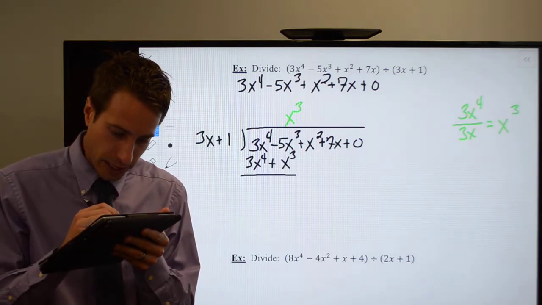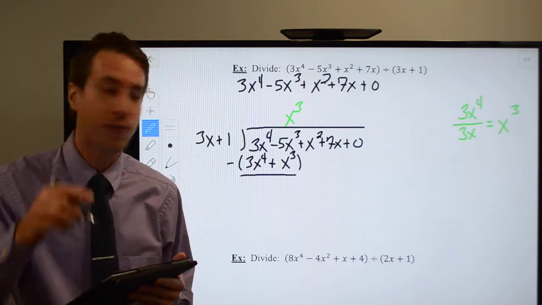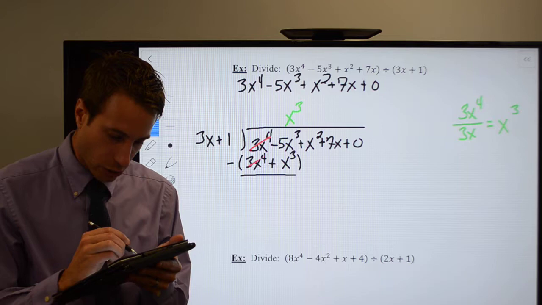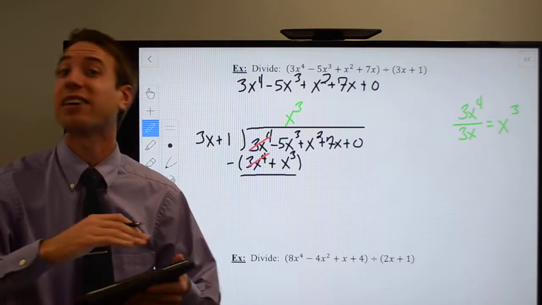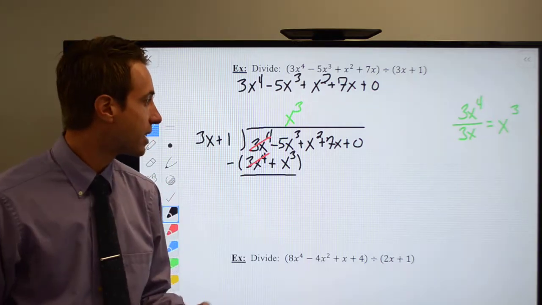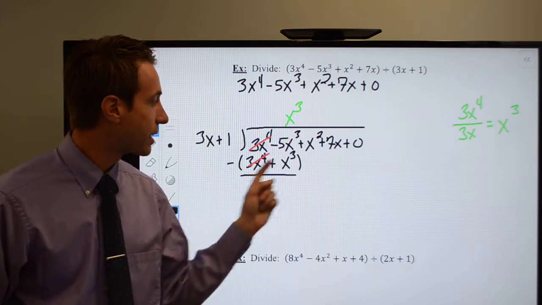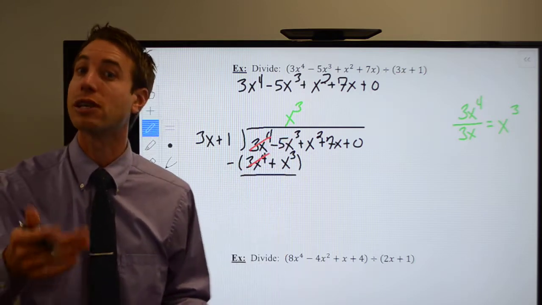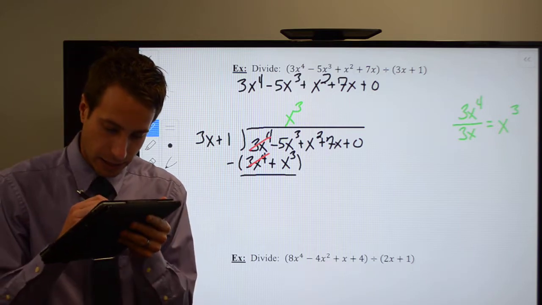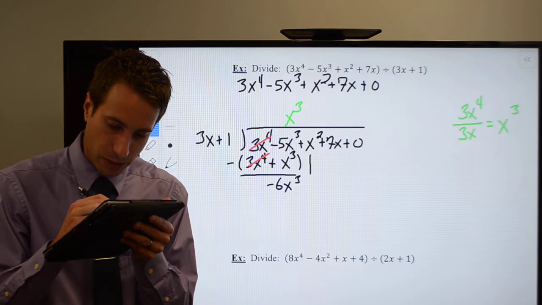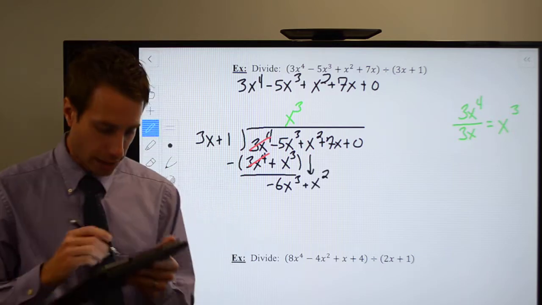All right, step 3 is to subtract. Don't forget your parentheses so that you remember to distribute your minus sign. And as always, those first 2 terms should drop out. If they don't, you made a mistake. And then I distribute my minus sign, so negative 5x cubed minus an x cubed should give me negative 6x cubed. And we bring down. And then we do it all again.